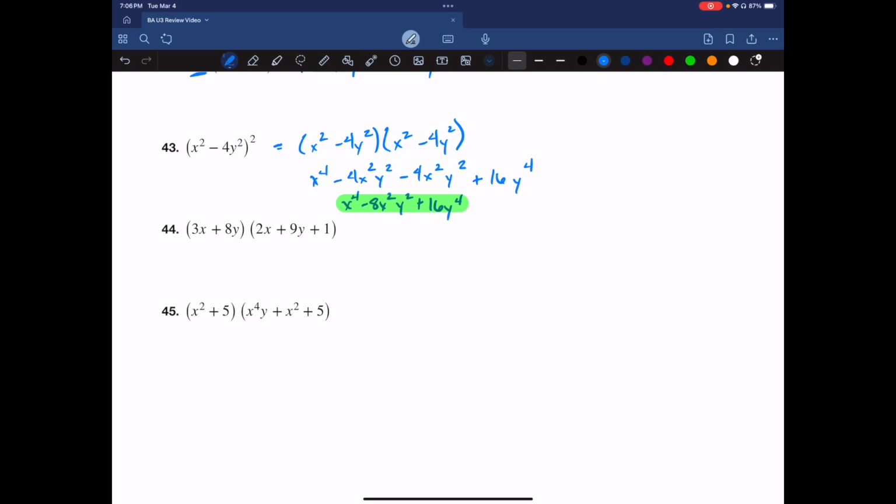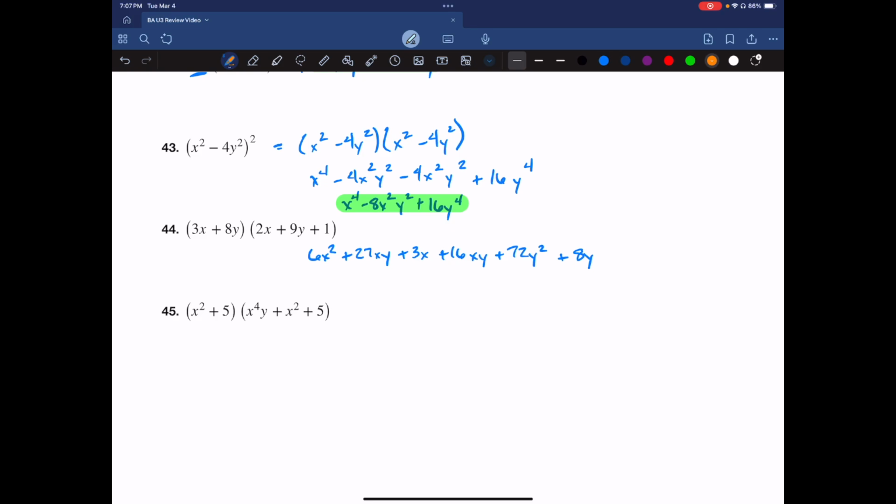On 44, 3x and 2x is going to be 6x squared. 3x times 9y is 27xy. 3x times 1 is 3x. 8y times 2x is going to be 16xy. 8y times 9y is plus 72y squared. And then 8y and 1 is going to be 8y.